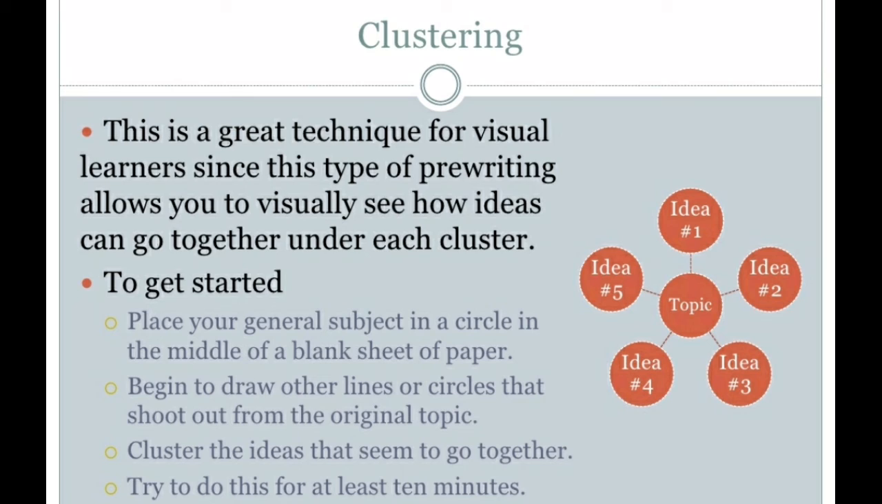Okay, then begin to draw other lines or circles that shoot out from the original topic. So what are the things related to him? You can just write it out, or as you see on the screen, you can just draw the circles. What are the related topics to Shakespeare? You can just jot it down, you can list it out there, and you can try to cluster that to your topic, that is the essay on Shakespeare.